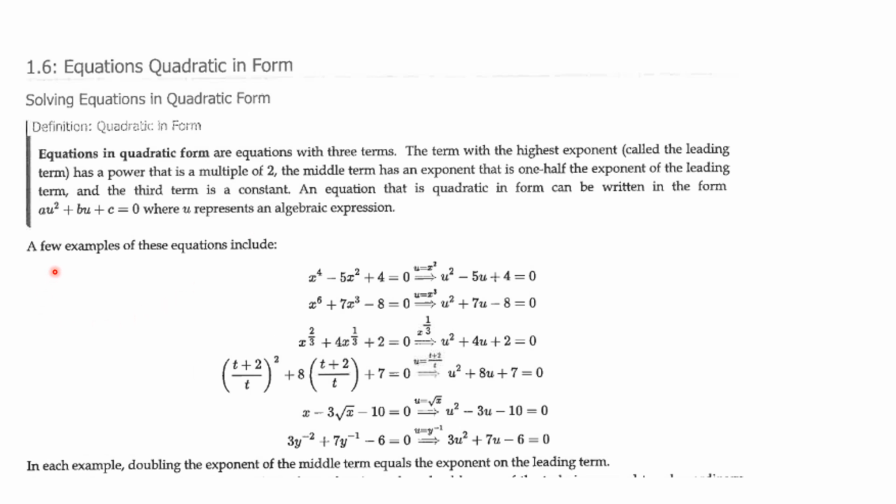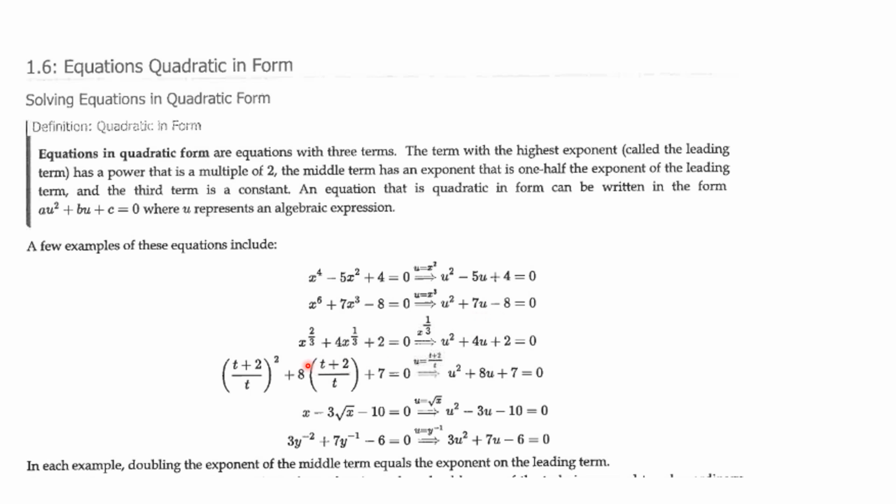So here are a few examples of such equations. For example, x to the fourth minus 5x squared plus 4, if you do the substitution U equals x squared, can be written U squared minus 5U plus 4 equals 0. X to the sixth plus 7x cubed minus 8 equals 0. Again, if I let U equal x cubed, it can be written as U squared plus 7U minus 8 equals 0.